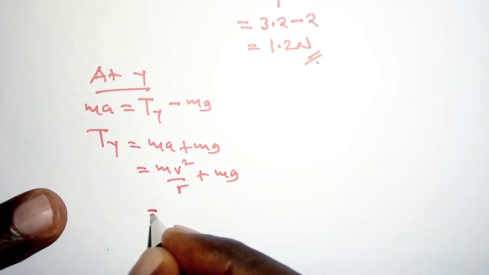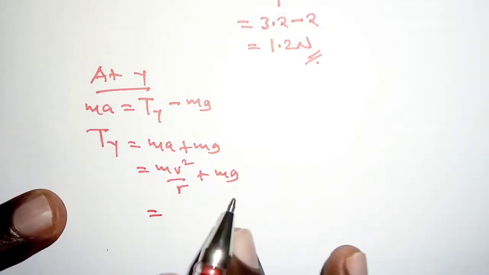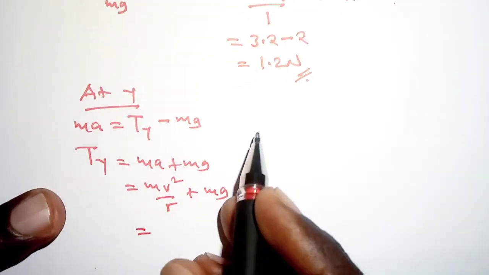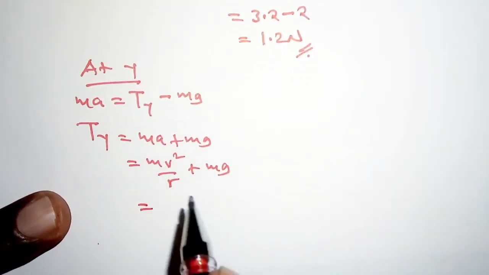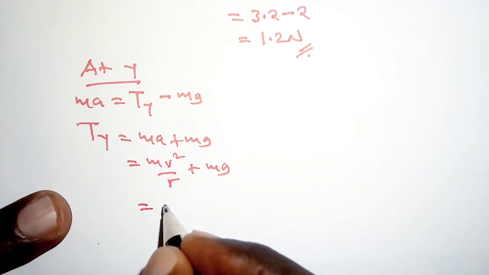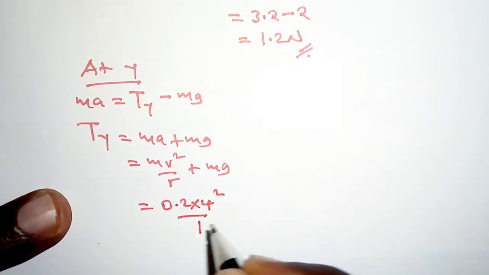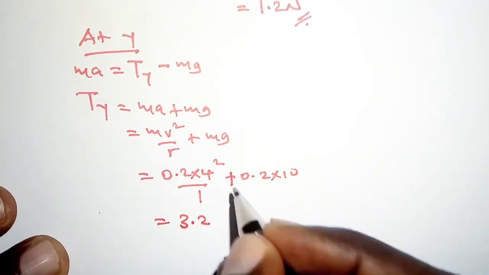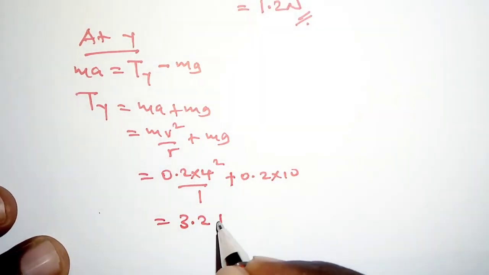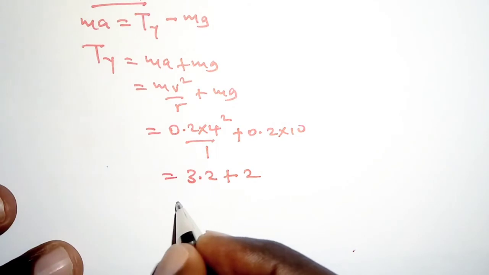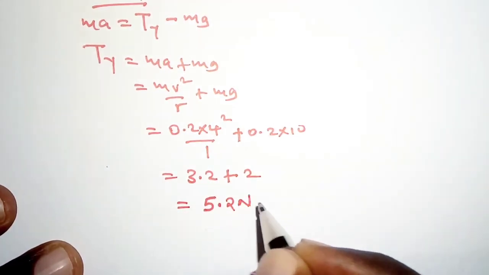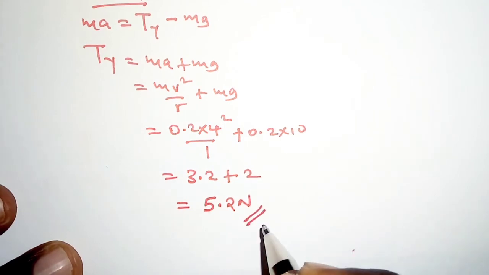So what we got at this point when we substituted, we got 3.2. Let me just substitute. Oh, sorry, this is plus. And finally, that gives us 5.2 newtons.